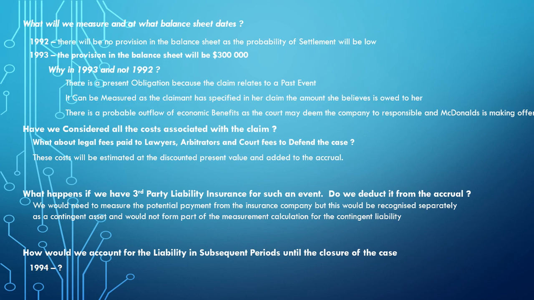Okay, and how would we account for the liability in subsequent periods until the closure of the case? So what would we do in 1994? Well, it's very simple. In 1994, the case was concluded, so it's no longer contingent because it was confirmed. The judge confirmed the case, gave a settlement value, they went through an appeals process, and at the end of the appeals process, they agreed to settle. So it's no longer contingent on anything. It's confirmed. McDonald's owes Ms. Lebeck money. This is the value that they owe her, and this is when it will be paid.